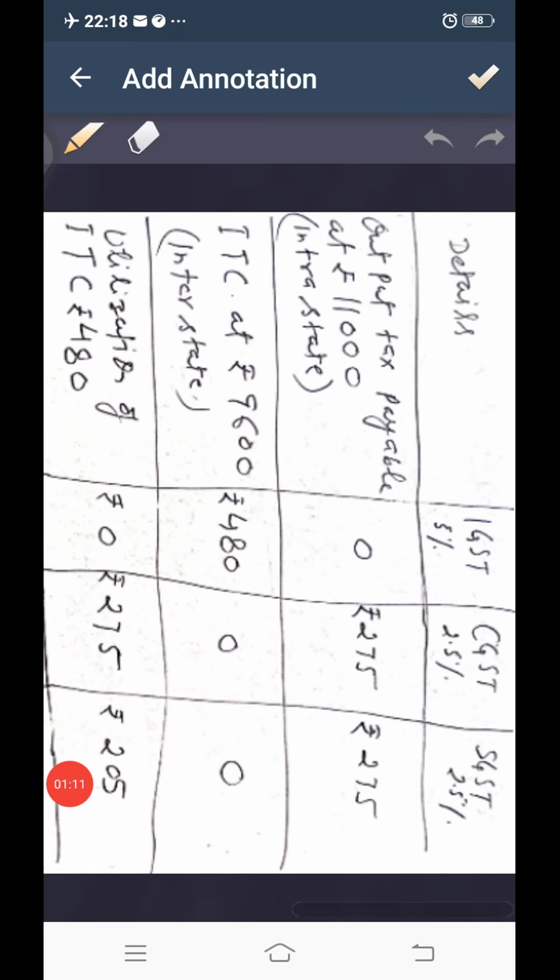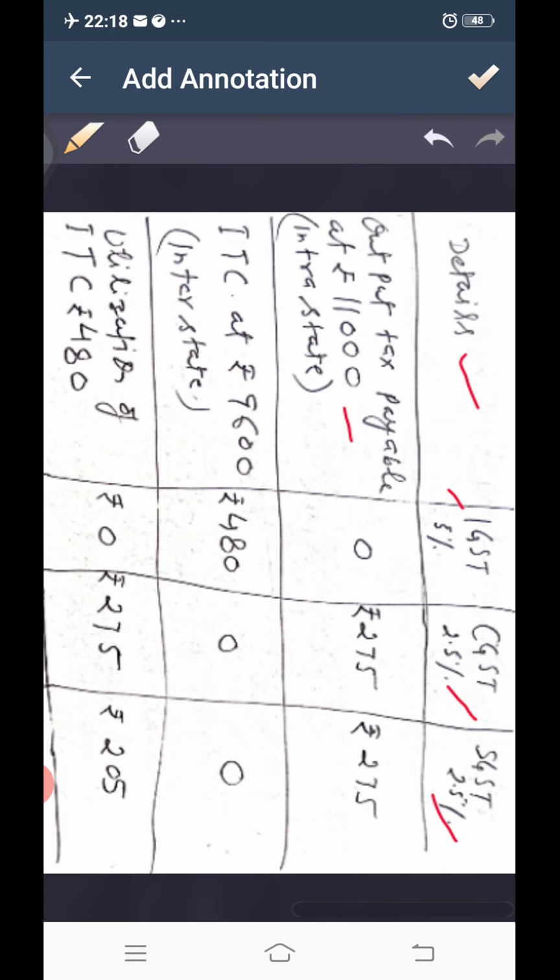To solve these types of questions, we make a grid like this. In the first column we put details. The second column is IGST, which will be charged at the rate given, that is 5%. CGST will be charged at half of the rate given, that is 2.5%. Same for SGST, 2.5%. So first of all, output tax payable at rupees 11,000.